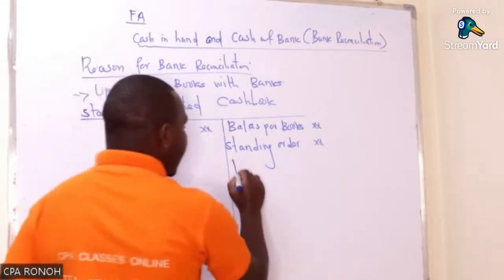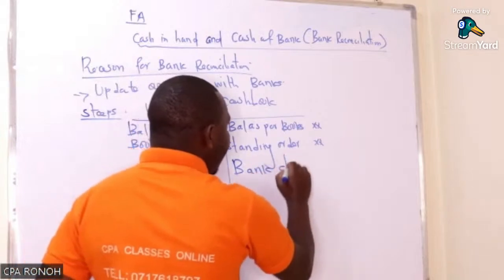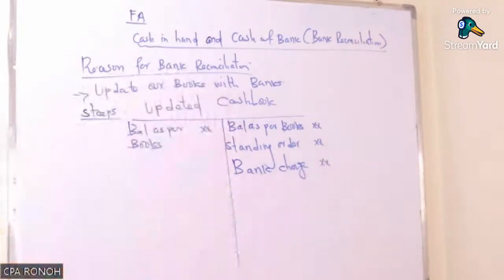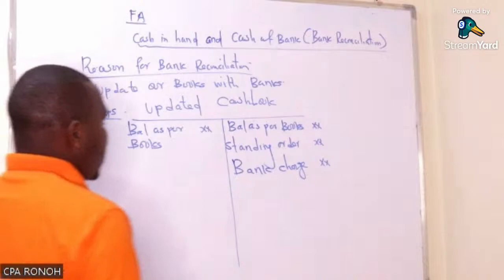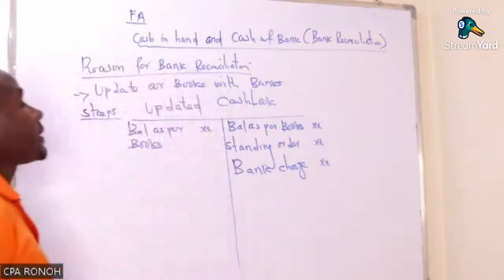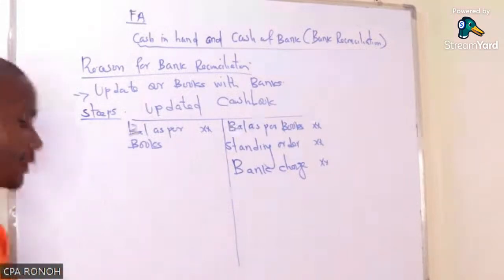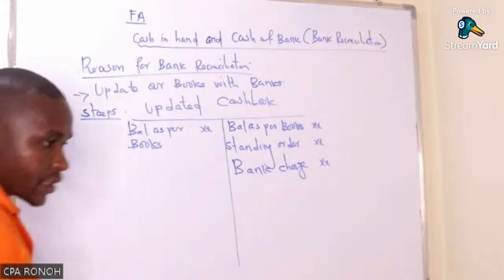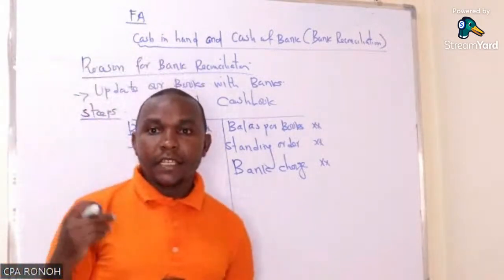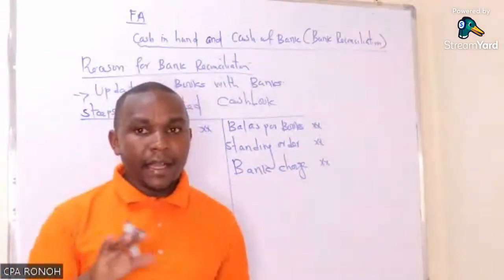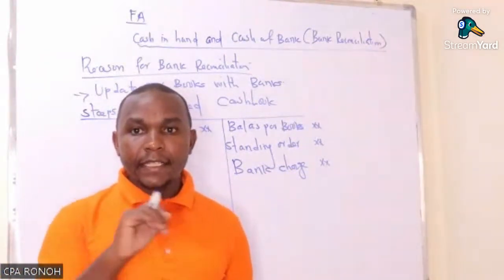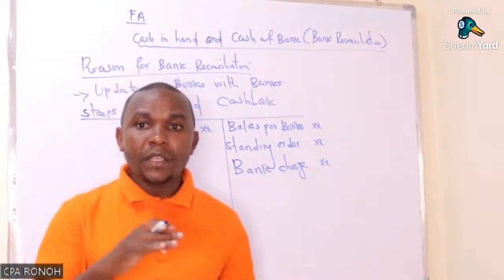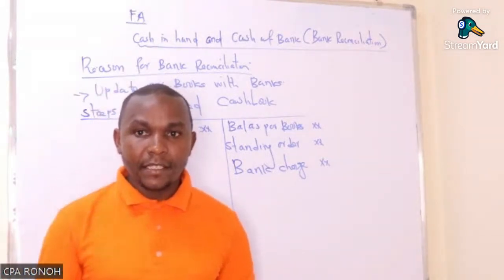And then we have bank charges. Bank charges again is an expense, so you have to credit. What else can we have here? We have dishonoured cheques. When you say dishonoured cheque, it is the cheque that you take to the bank, but the bank rejected. Maybe the date is wrong, the account is wrong, or the name is wrong. It might be due to so many reasons why the bank has rejected that cheque.